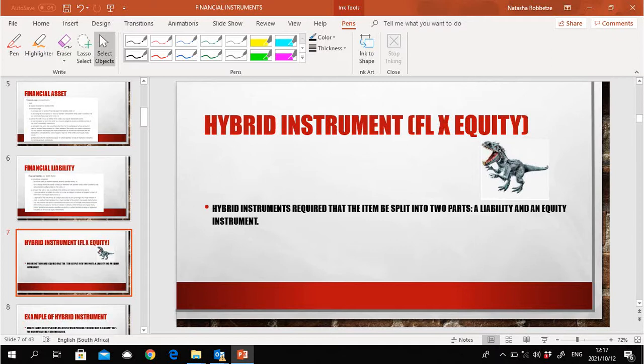So they've already taken financial liabilities and equity, which are quite large and difficult topics on their own. And then they kind of stuffed it into one instrument. So a hybrid instrument needs to be split, and one part of it is a liability and the other part of it is an equity. When do we have hybrid instruments, or why do hybrid instruments exist?